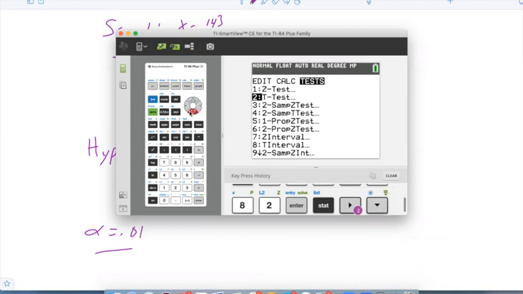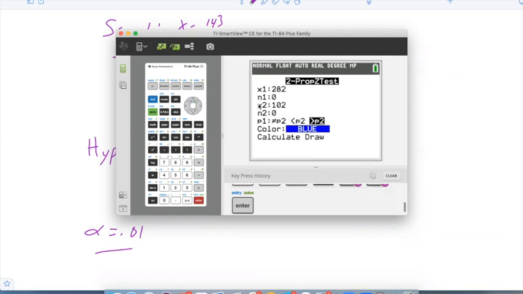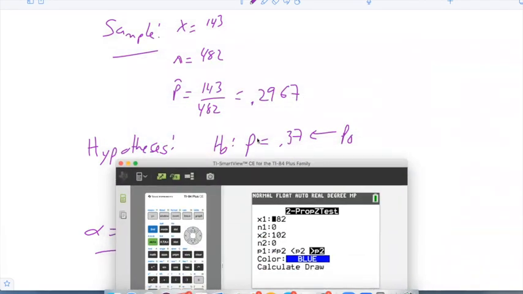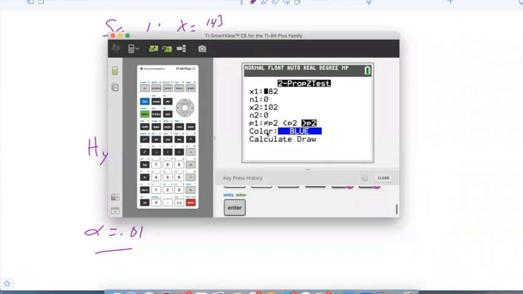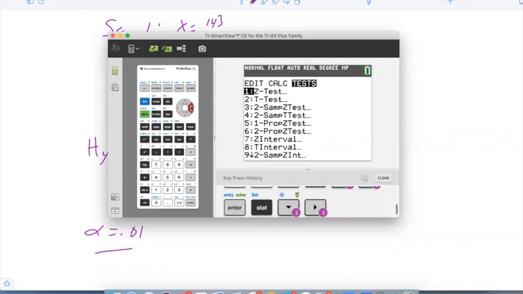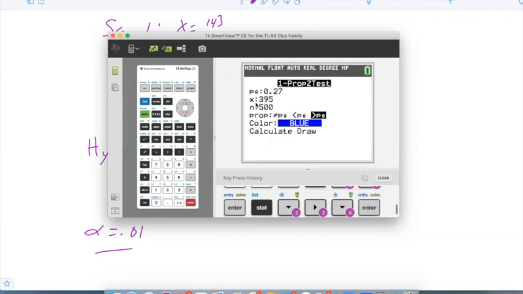Okay, let's look at button 6. Look at that. It's asking for X1, N1. I didn't write down X1, N1, all that stuff anywhere on this page. I only have one sample here. That says 2 prop test. I only have 1. That's not what I want. I want button 5, 1 prop test. And notice that it has exactly the same stuff I just wrote down.